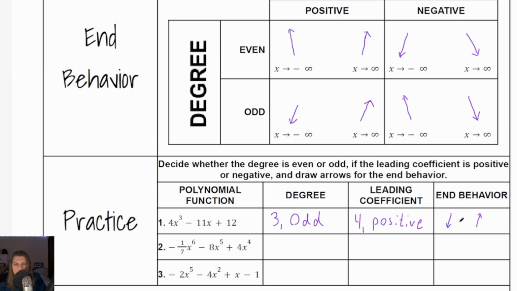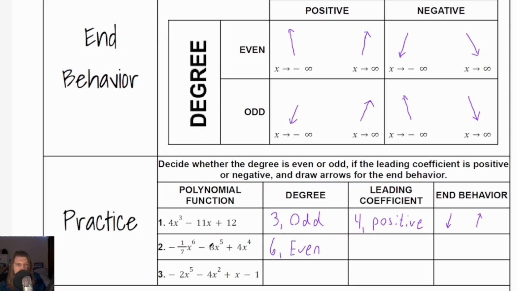It could curve down and come back up. It could just have one curve. It may have 2 turning points. We're not really sure, but we know what the end behavior is just by looking at it. So our next one, we have a degree of 6, and it is even.